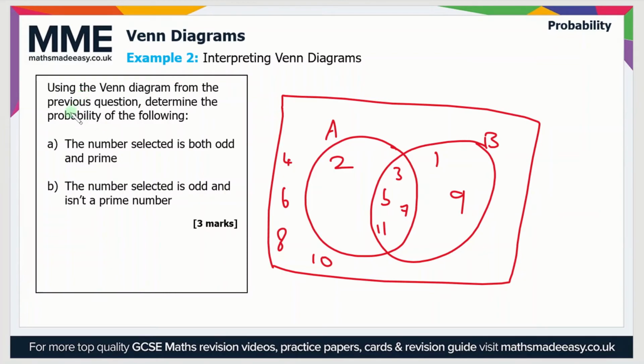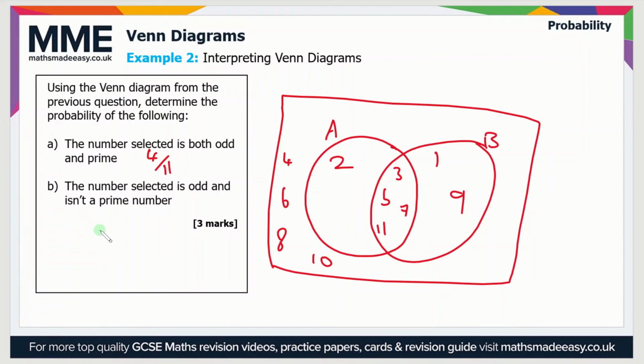The second part then, using the Venn diagram from the previous question, so I've just copied it across, determine the probability of the following. Part A, the number selected is both odd and prime. A was prime numbers, B was odd numbers, so odd and prime is the intersection. If you remember, there were 11 numbers in total because it's 1 to 11, and there's 4 numbers in the intersection. So the probability is 4 out of 11.